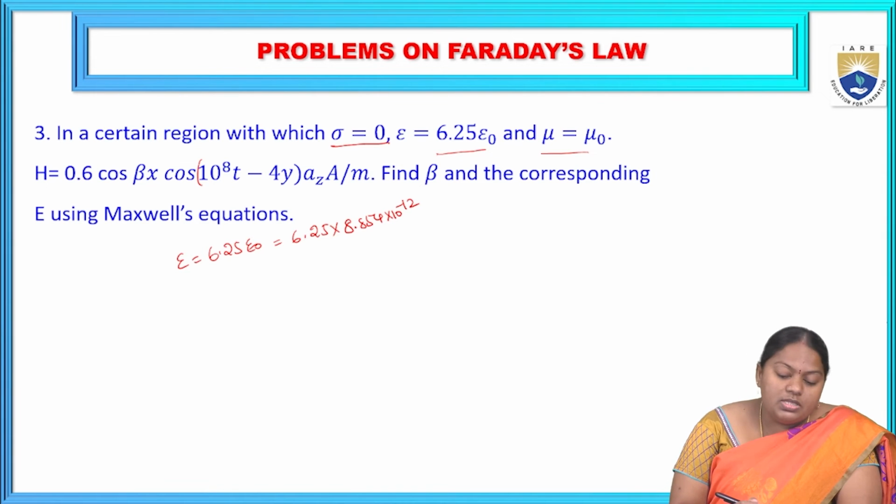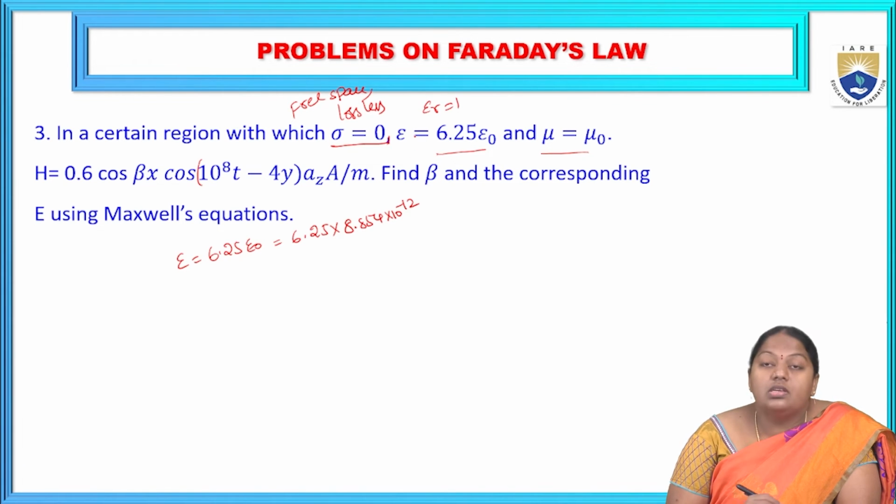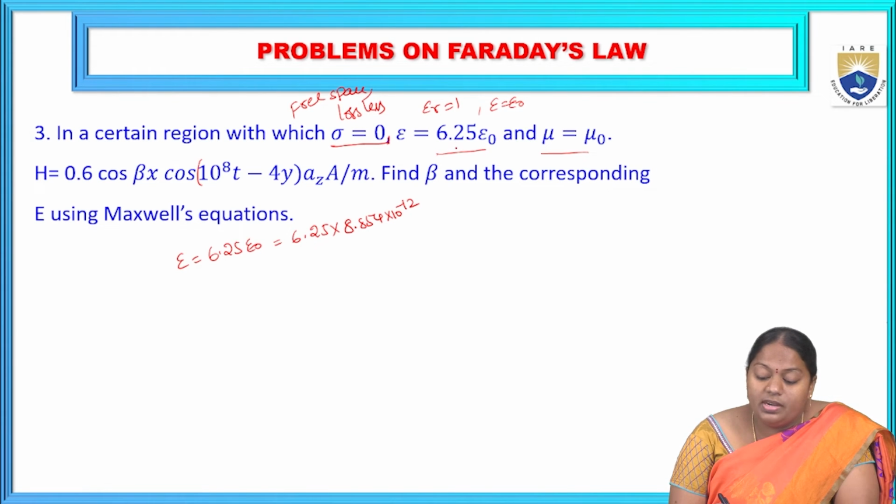Another problem is also based on Faraday's law. Here, first, in a certain region sigma equal to 0, which means it is said to be sometimes lossless or sometimes it might be free space also. For a free space medium, as we know, epsilon r is equal to 1 and epsilon becomes epsilon naught. But here this epsilon value is multiplied with 6.25 along with the free space permittivity. Hence it is not exactly a free space medium. Hence epsilon equal to 6.25 into epsilon naught.